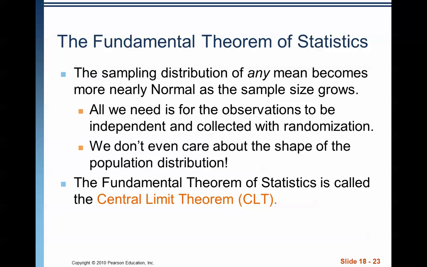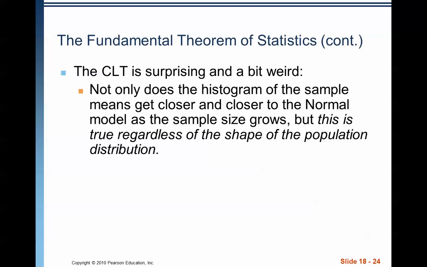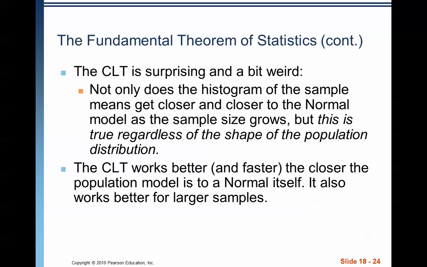Okay. As long as our observations are independent and collected with randomization, the data will be good. It doesn't matter what the shape of the population looks like, because the sampling distribution will always end up being a relatively normal model. Right? It's surprising and a little bit weird, especially those ones where the population gets really weird. But not only does the histogram of the sample mean get closer and closer to the normal model as the sample size grows, it's true regardless of the population distribution.